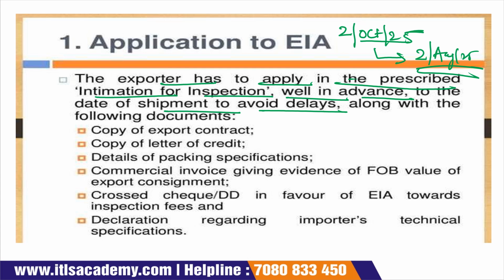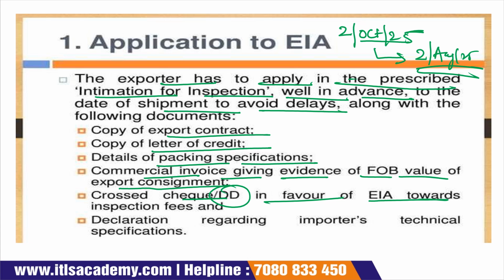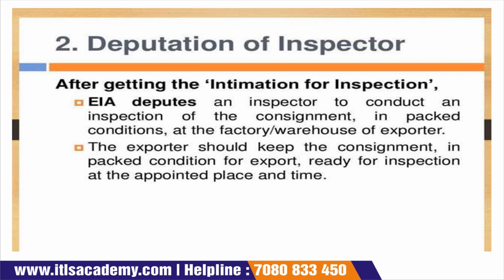Copy of export contract, copy of letter of credit, detail of packaging specification, commercial invoice giving evidence of FOB value of export consignment, cross cheque or DD in favor of EI towards the inspection fees, and declaration regarding imports technical specification. So these are the documents which are required when we have to fill the application for EI.